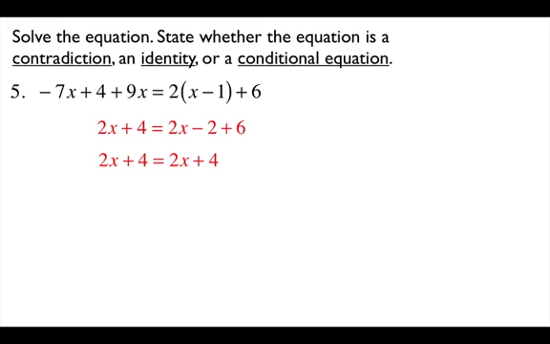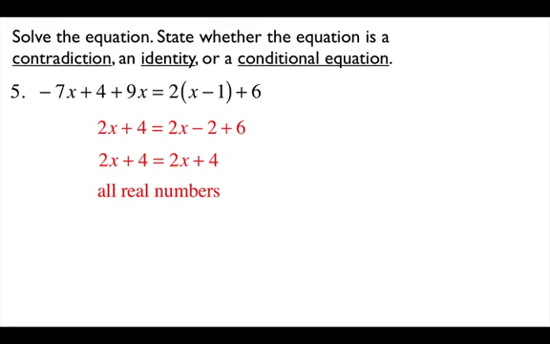if you take away 2x from both sides, you're going to end up with 4 equals 4. And this is always true. So what is the solution to the equation? In this case, when you get something that makes sense like that, the answer is all real numbers. That is the first part.